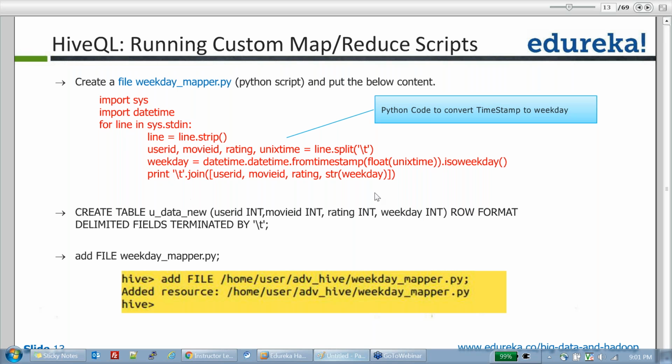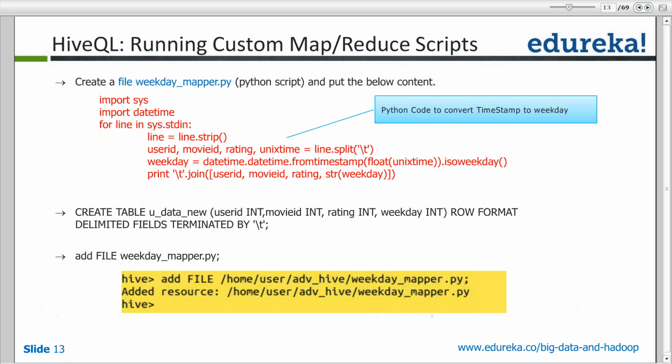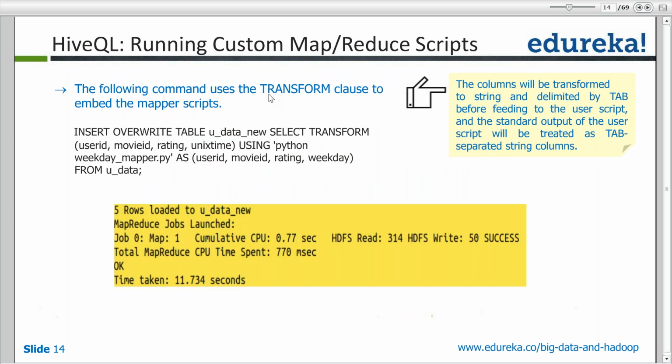Now, let's say I keep this code inside a file called weekdaymapper.py. Now, how will I use this? First, my Hive should know that I'm adding this file. My Hive should have access to this file. So I will use a command add file and I'll give the path of this file. The next thing is there is a clause called transform. Whenever you are writing a custom script, a custom mapper or a reducer in Hive, you have to use the clause transform. So my query will become like this.